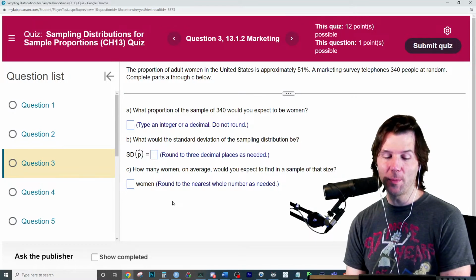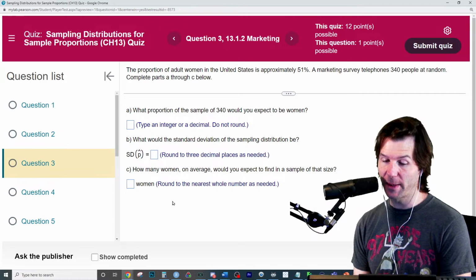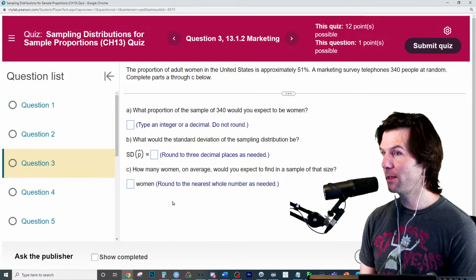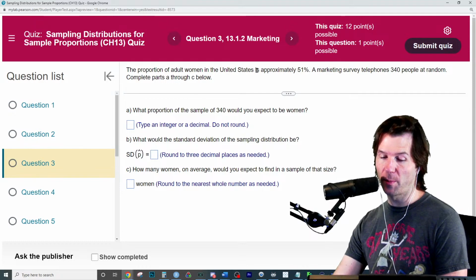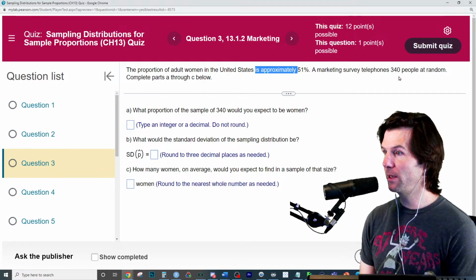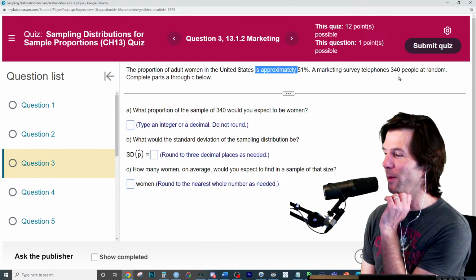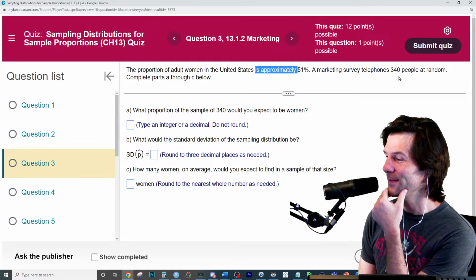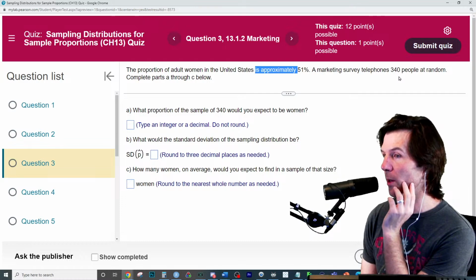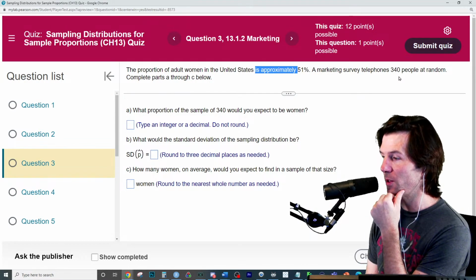Okay. What proportion of this sample of 340 would you expect to be women? So the proportion of adult women in the United States is, let's not even use the word approximately, 51%. If you take a sample, what would you expect to be women? So 51% of the US is women. You take a sample, what would you expect? What percent would you expect?